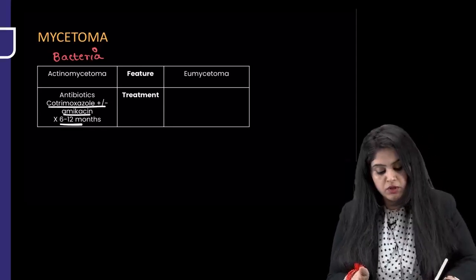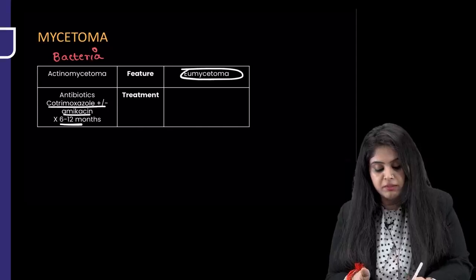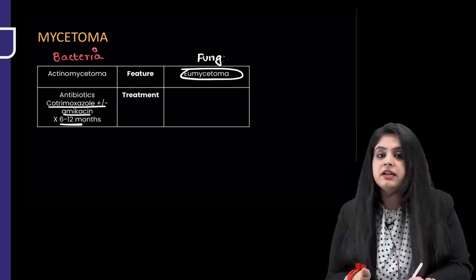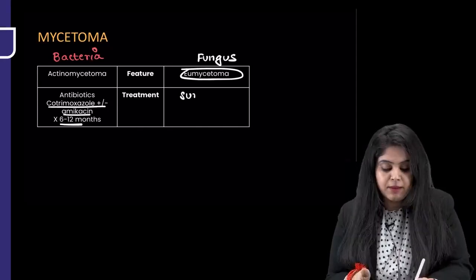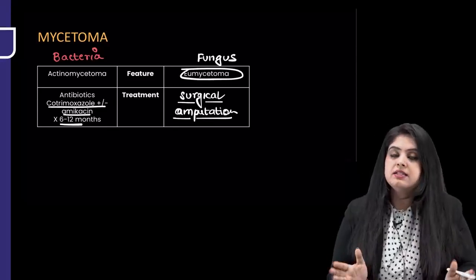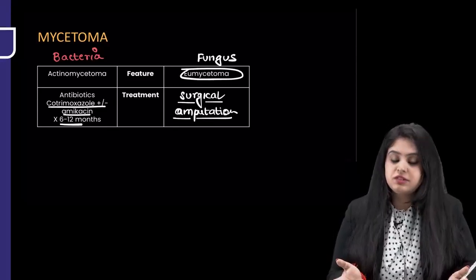Whereas when I'm talking about eumycetoma, now eumycetoma is simply a fungus. For fungus, I can't give antibiotics. So surgical amputation or surgery is what is going to be advised when there is a Madura foot, or surgical resection is what is needed, right? So remember, for bacteria it's antibiotic, and for fungal it is resection.